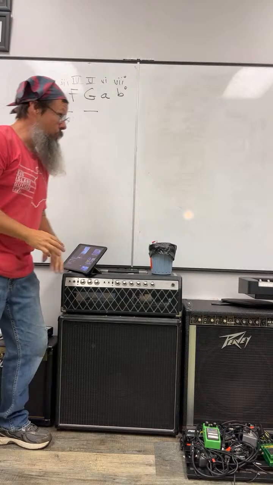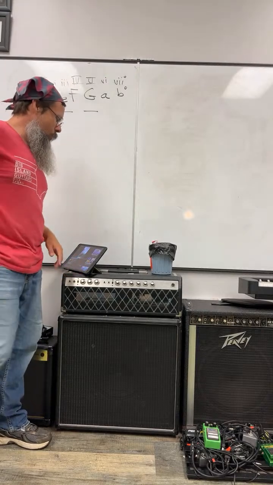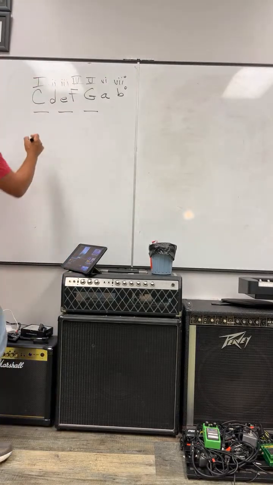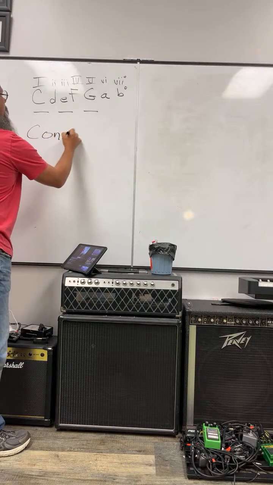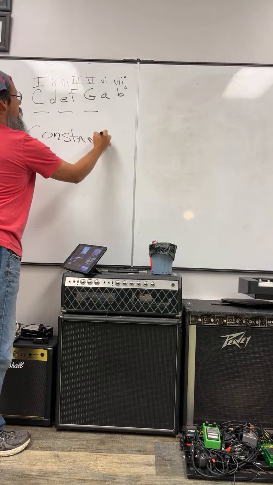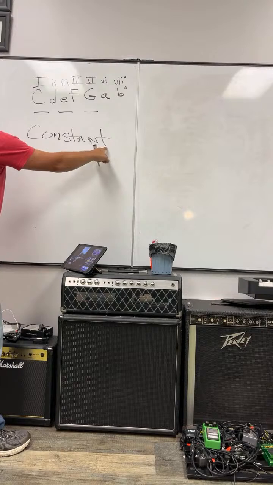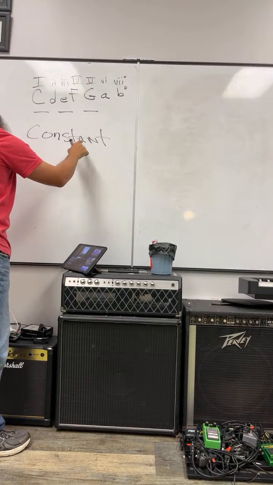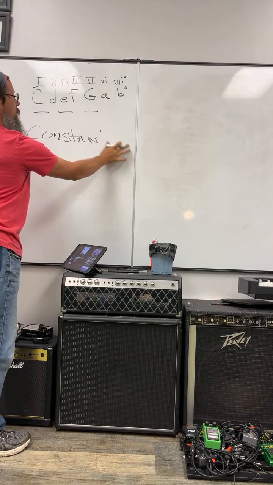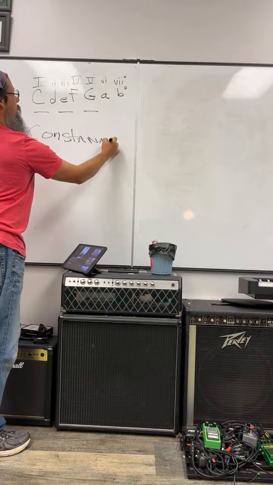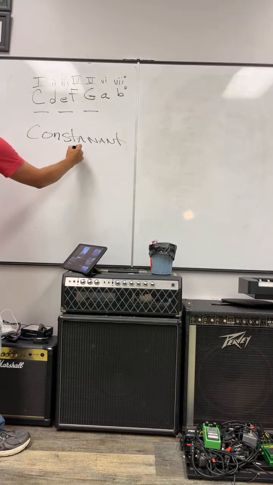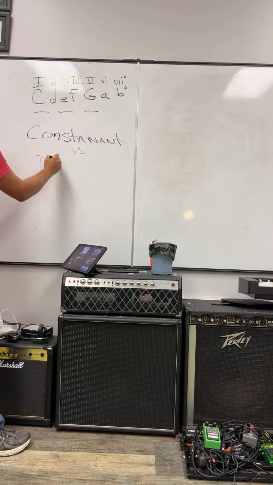Those interactions, the whole point of this video, is that we're describing what a consonant is, C-O-N-S-O-N-A-N-T, consonant. I can't spell, can I? And then versus dissonant.